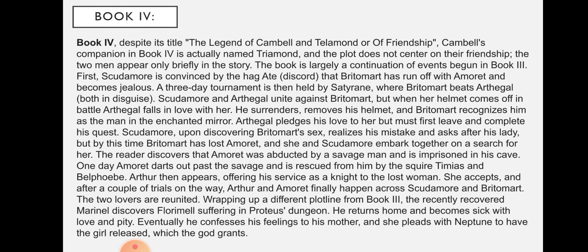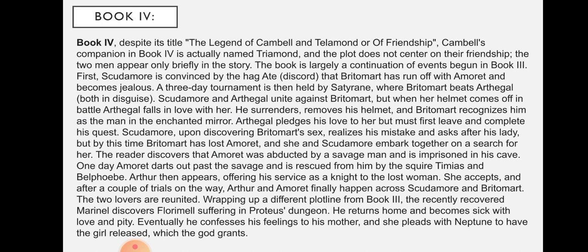A three-day tournament is then held. A tournament is actually a fight. Now it's for plaything, but initially it was for life games. It is held by Satyrane, where Britomart beats Artegall, both in disguise. Scudamore and Artegall unite against Britomart, but when her helmet comes off in the battle, Artegall falls in love with her and he surrenders, removes his helmet, and Britomart recognizes him as the man in the enchanted mirror. Artegall pledges his love to her, but must first leave and complete his quest.